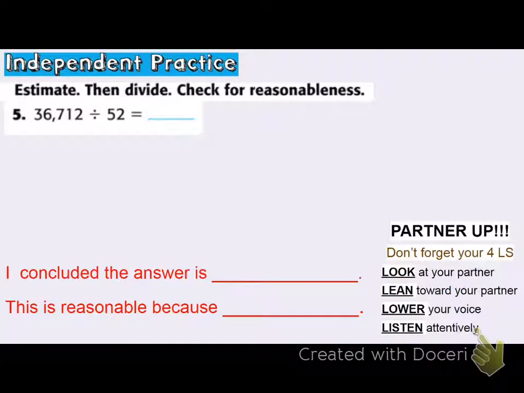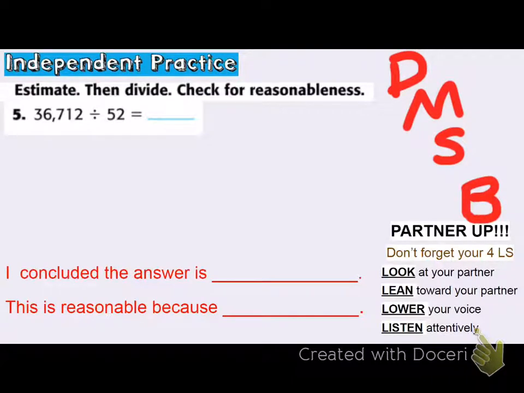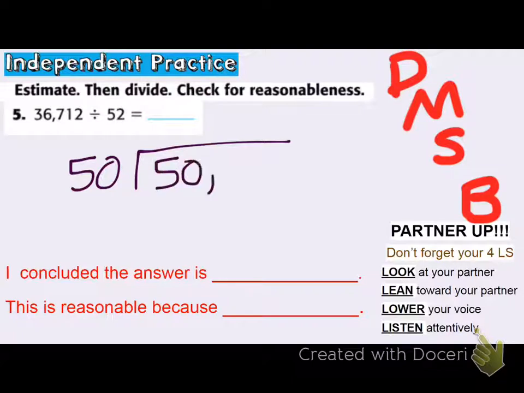All right, we're still in independent practice. I'm going to write down my steps. Divide, multiply, subtract, bring down. I'm going to make sure I estimate. Well, it's close to 50, my divisor, groups of 50. Now I'm going to estimate my dividend, and I want to choose a number that I can do mental math. So I'm going to choose 50,000, because I think that'll be easy to solve in my mind.